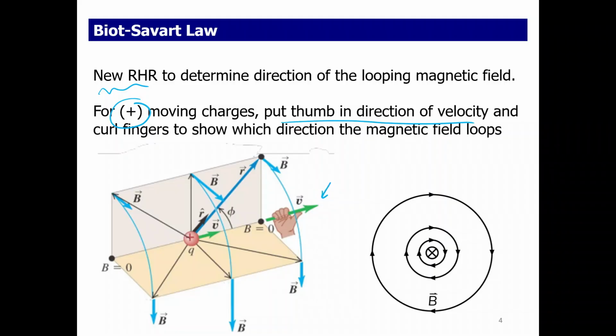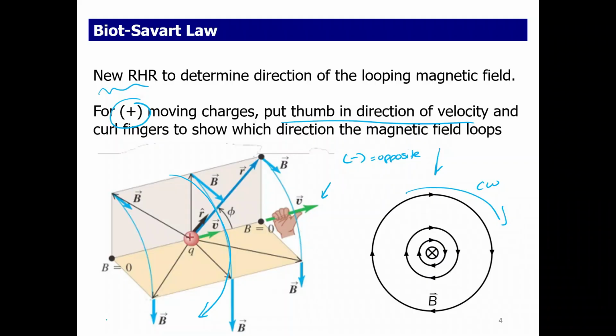If I put my thumb to the right, then I'm getting loops that are going in the clockwise direction. I can see that in this top-down view. If my charge is going into the page, then when I put my thumb directly into the page, I'm getting this curling clockwise rotation. So from either view, I'm getting a clockwise rotation. Now, remember that negative means opposite.